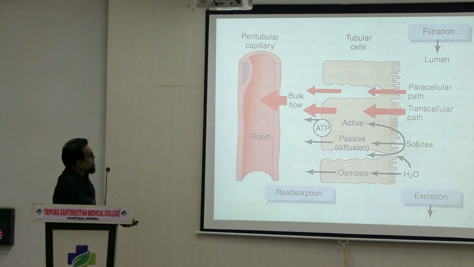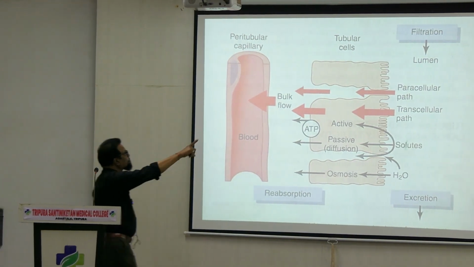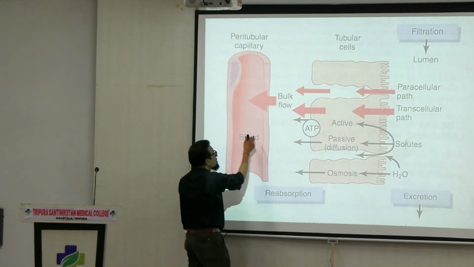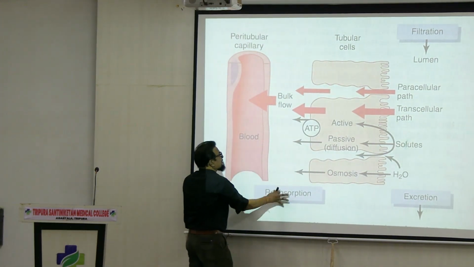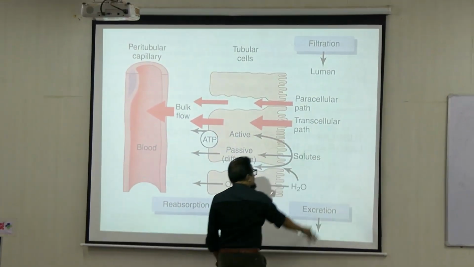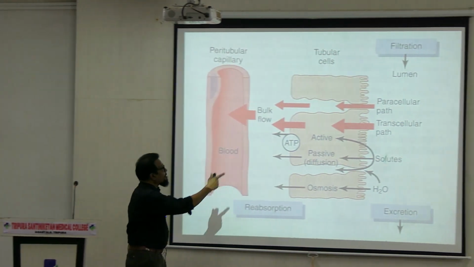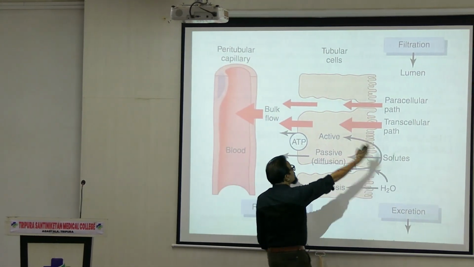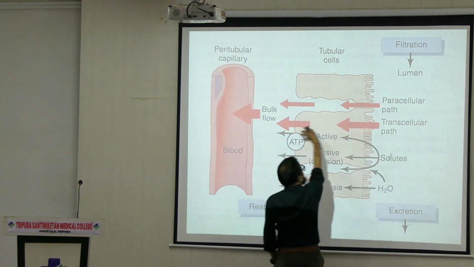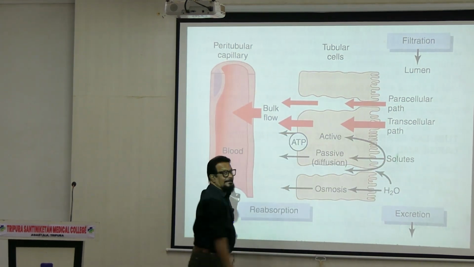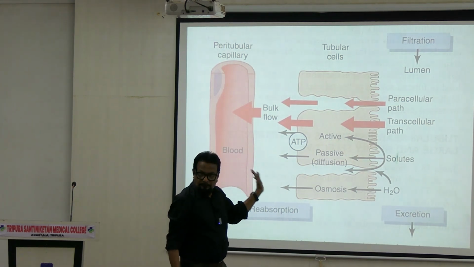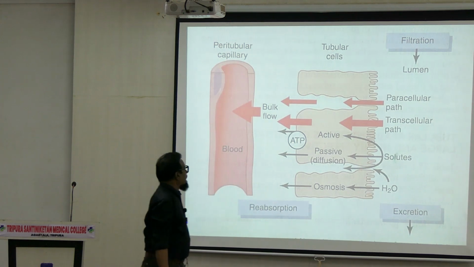Okay, and see, this is the peritubular capillaries, the blood capillaries, from where this will be absorbed. This is the interstitium. Okay, this is the lumen of the renal tubule. So from here, the solutes enter through the paracellular path or the transcellular path. The transcellular path is the main one: the bulk of the nutrients and solutes pass through this transcellular path.